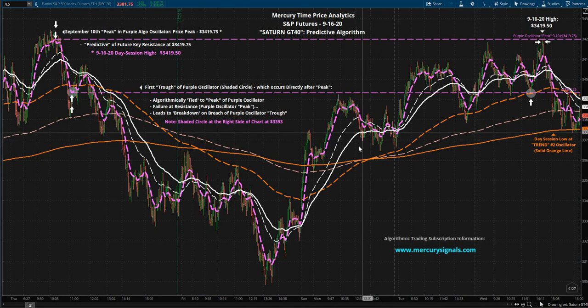So what you do is you take the peaks and the slopes of these algorithmic oscillators. And those very peaks and slopes will tell you where the key future support and resistance levels lie. Not price, but the combination of algorithmic price and time.